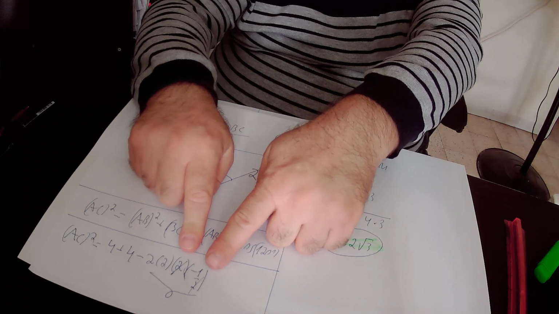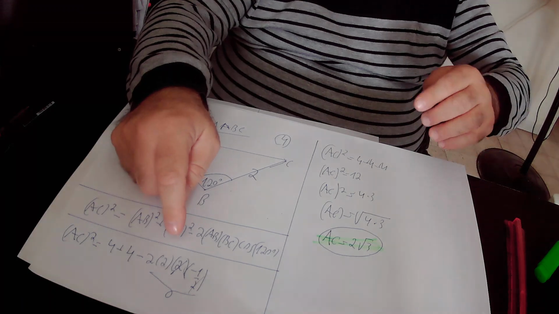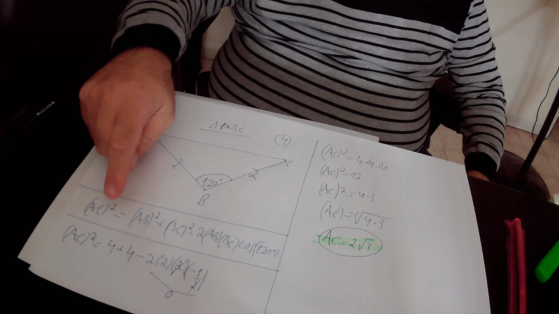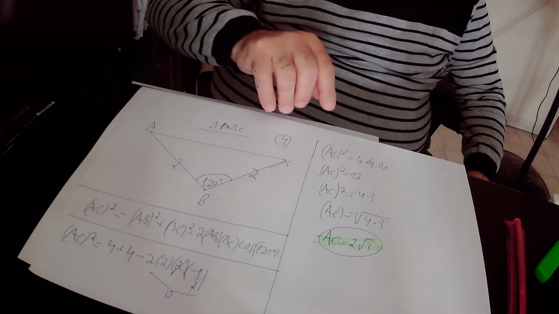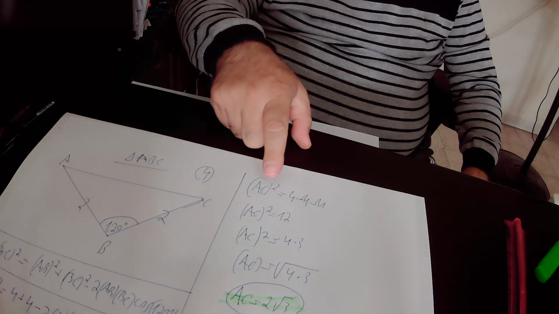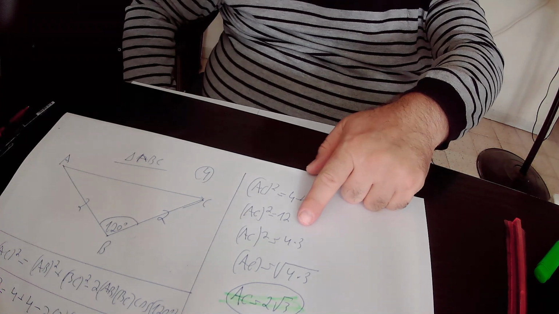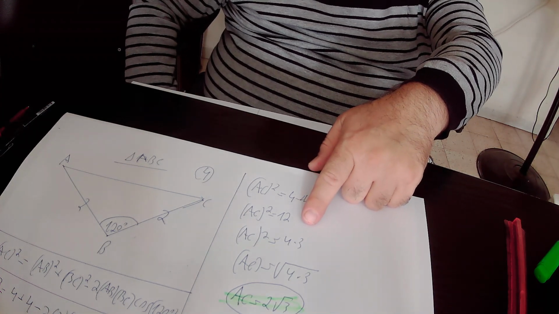So those two will get cancelled, and we are left only with 2 times 2, that is 4. So in conclusion, we know that AC squared equals 4 plus 4 plus 4, that is 12. So AC squared equals 12. Here we substitute 12 by 4 times 3, so AC squared equals 4 times 3.